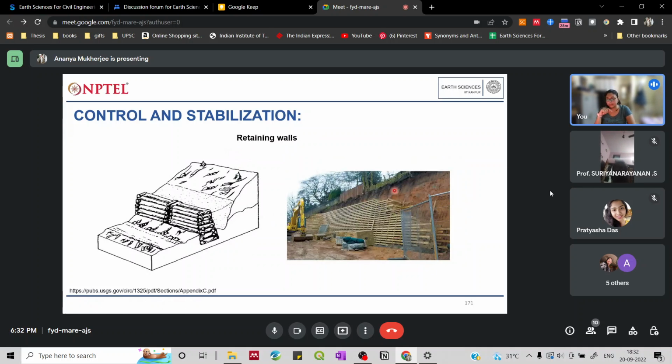Then you have retaining walls. This is timber, wood timber used to retain and obstruct this material from flowing further below. You can see in this schematic also how you would create walls which will prevent this loose material from coming down the slope.